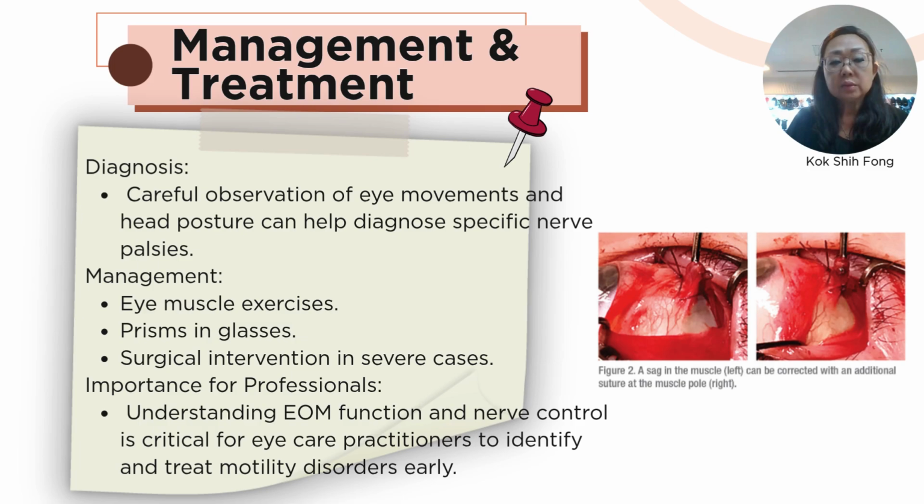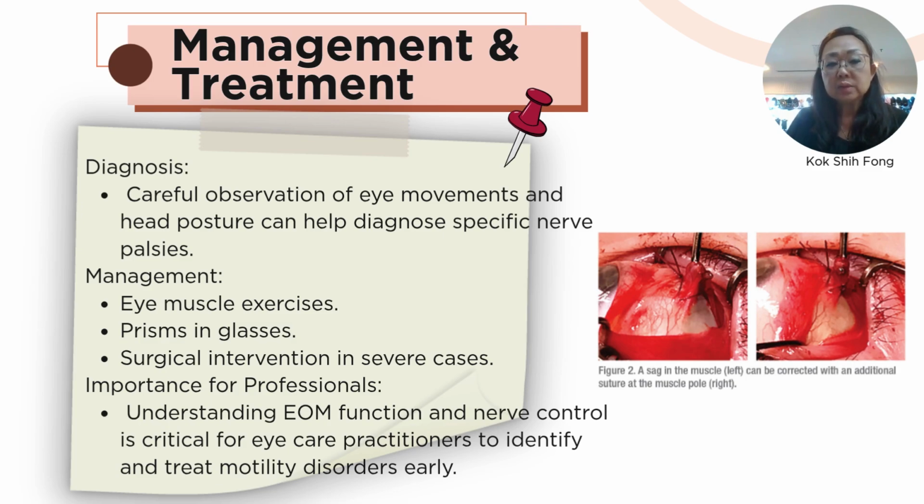How do we diagnose, manage, and treat muscle imbalances? Diagnosing muscle imbalances involves careful observation of eye movement and identifying the restrictive or overacting muscles. Then, we take note of the abnormal head posture. Finally, we perform cover tests to identify the type of misalignment.